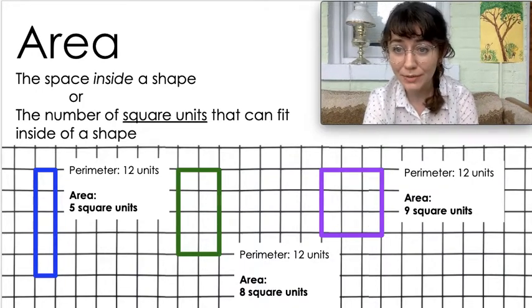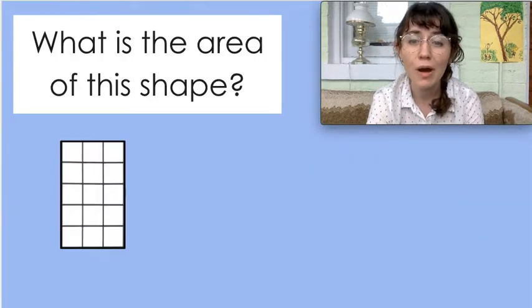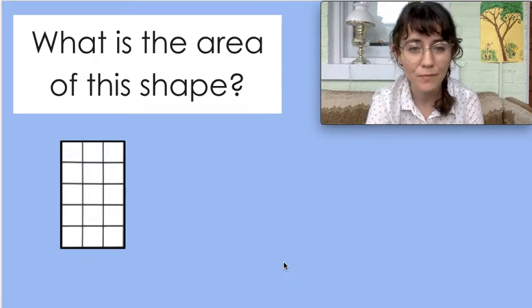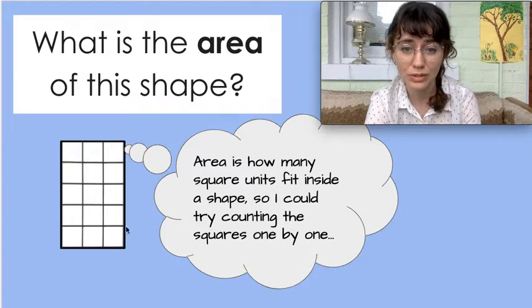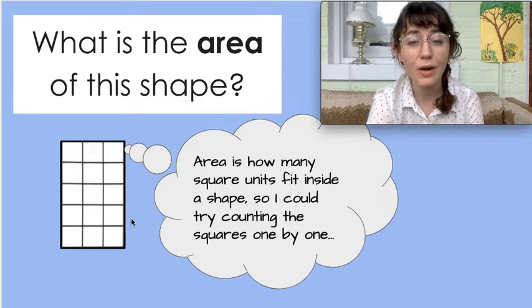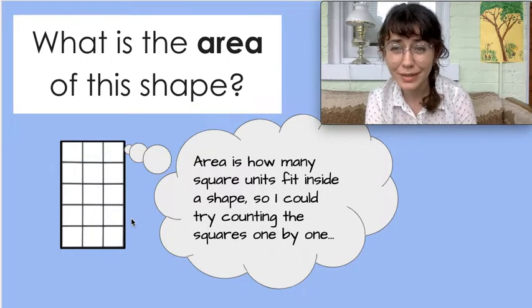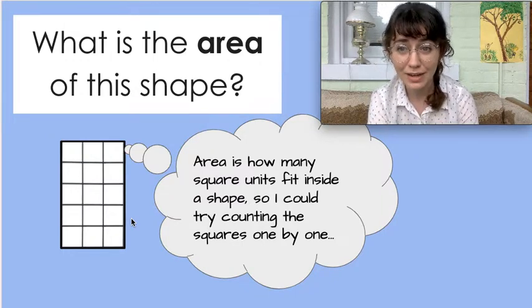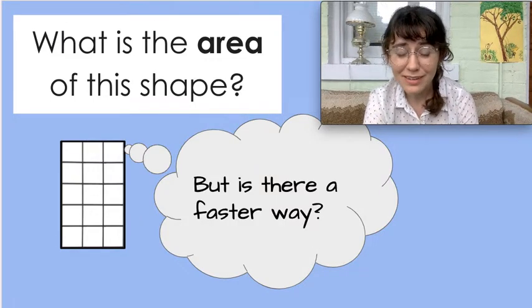We're going to keep looking for area in all of our work today. So watch me find the area of this shape. I'm going to show you the steps I think about. First off, I'm going to think the area is how many square units would fit inside this shape. So I could try counting the squares one by one, but I'm a little worried. It looks like a lot of squares, and I might lose track while I'm counting. Is there a faster way?